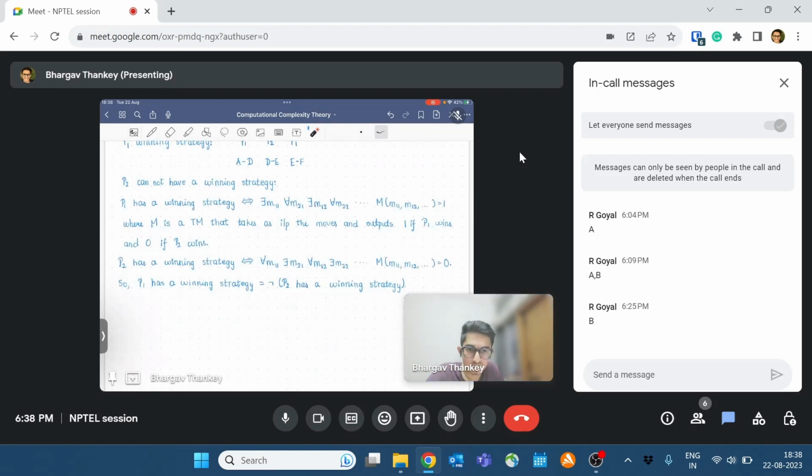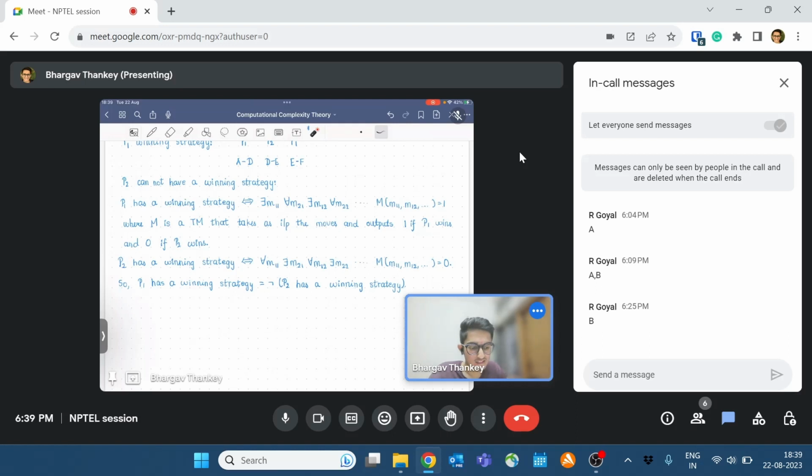Your video got frozen again. Okay, so what I'm saying is this. In this game, draws are not possible, but consider a game in which draws are possible. What you can do is say that M outputs 1 if player 1 wins, M outputs 2 if player 2 wins, and M outputs 0 if there is a draw.